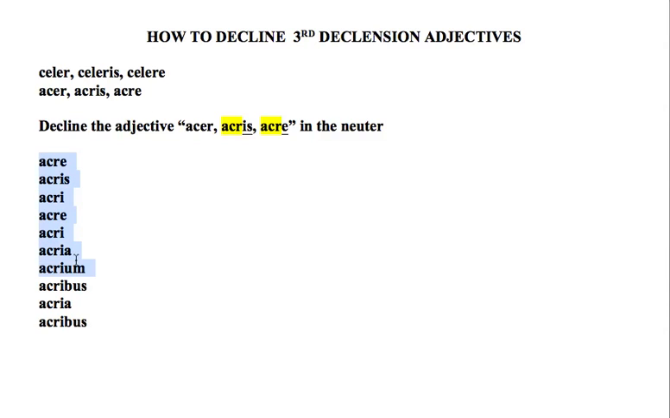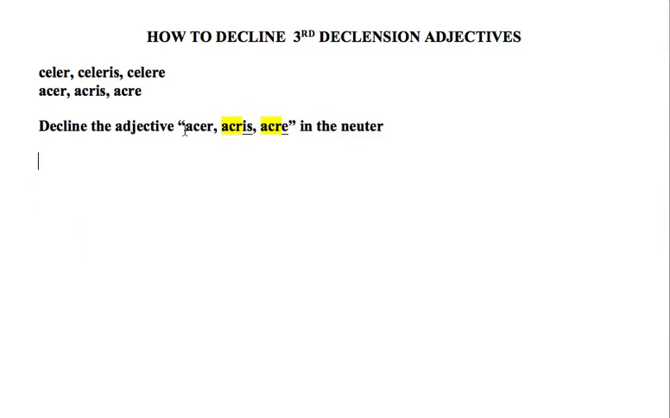Let's have you practice very quickly. We're going to have you practice with celer, celeris, celere. And we're going to start by having you decline the adjective in the neuter. I'll give you a few moments for you to write this down on your paper. Don't forget that before you add endings, you have to get the base by removing the ending from the masculine or the neuter nominative singular form, and whatever you have left over is the base.